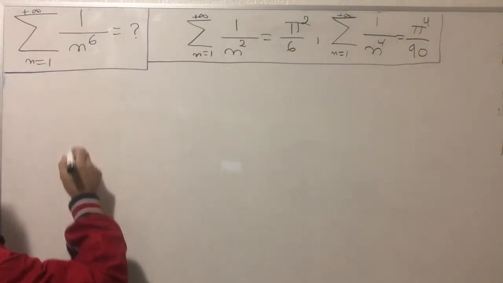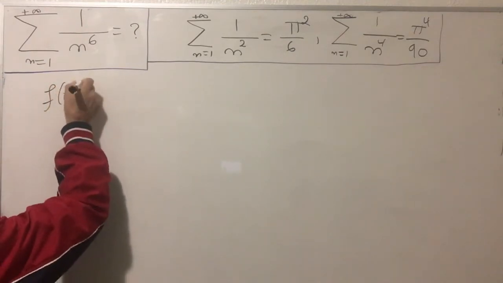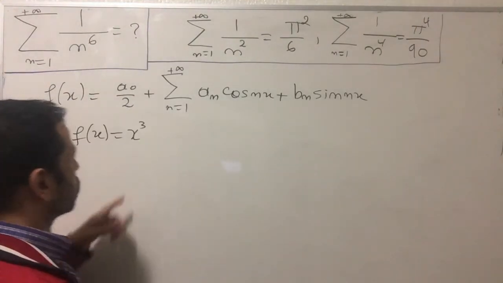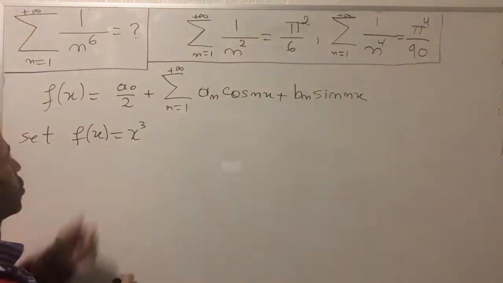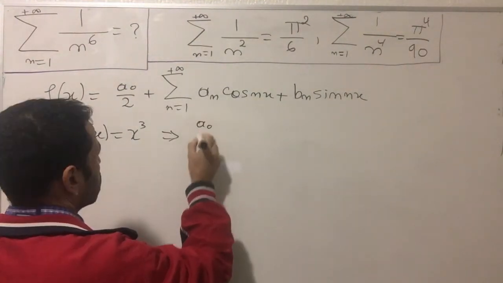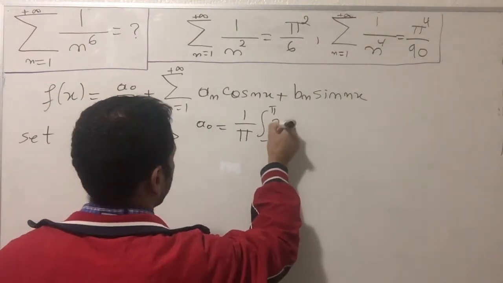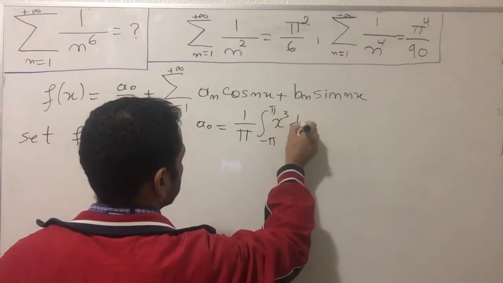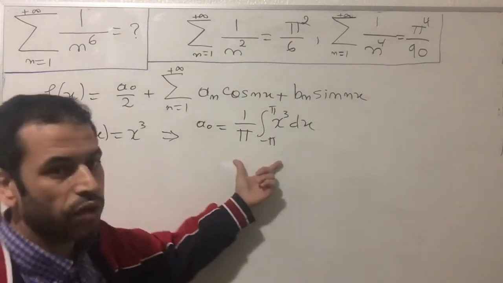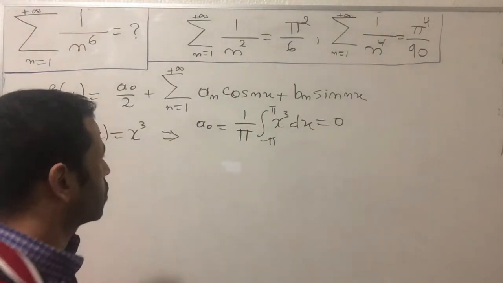So as you see, the general formula of the Fourier series is f of x equal to... So let's set this function f of x equal to x cubed. This implies a sub 0 equal to 1 over pi, the integral of f of x, x cubed dx. If you take a look here, this is an odd function, so this should be 0, because it's symmetric to the origin.